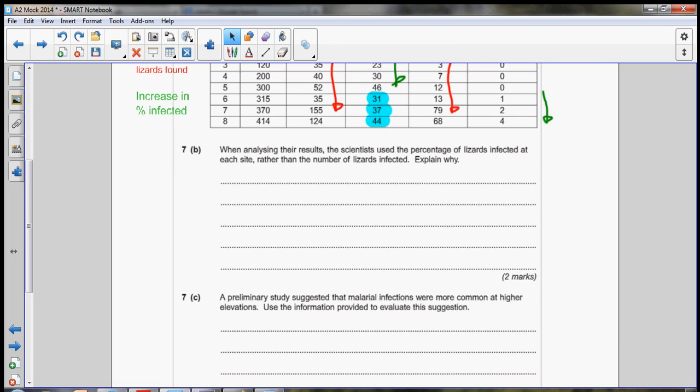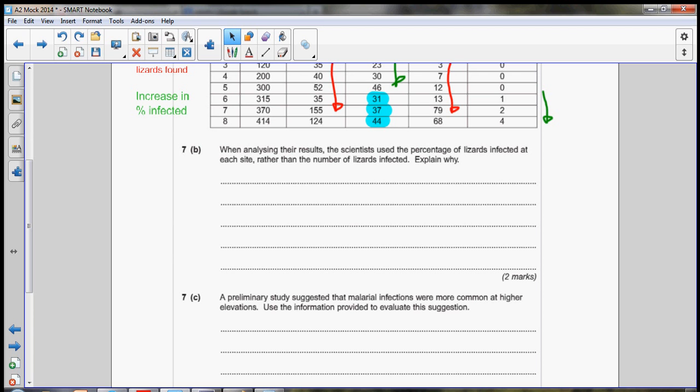If we look at the actual questions then, it tells us that when analysing the results the scientists have used the percentage of lizards infected. Now this is another standard kind of how science works question, and there are very similar questions that the examiners have asked in the past to do with ratios. We use ratios and percentages for the same reason in science, and it's to help us to compare different groups. In this case we've got lizards at various different sites and we want to be able to compare them fairly.